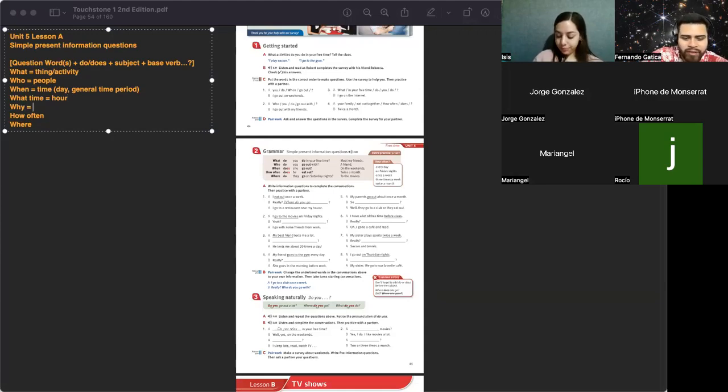Why. Cuando preguntamos why, preguntamos por la razón. The reason. How often. Preguntamos por la frecuencia, the frequency. ¿Cada cuándo vas al cine? How often do you go to the movies? Y where, preguntamos por el lugar, the place. ¿Dónde vives? Where do you live? Así que recuerden, estas son las palabras de pregunta. Where, how often, why, what time, when, who, and what. Y en el futuro van a ver más.